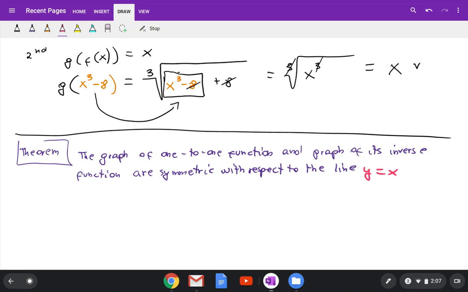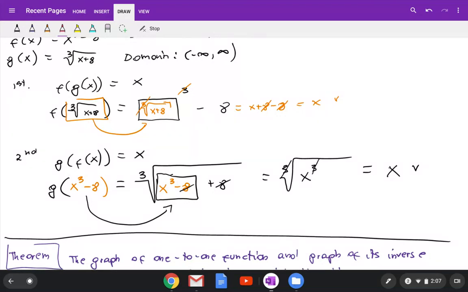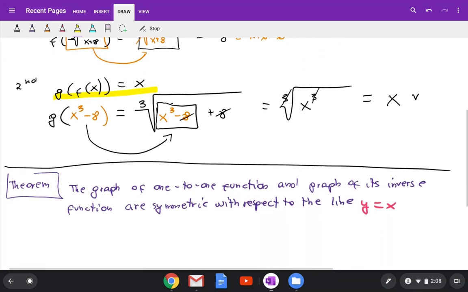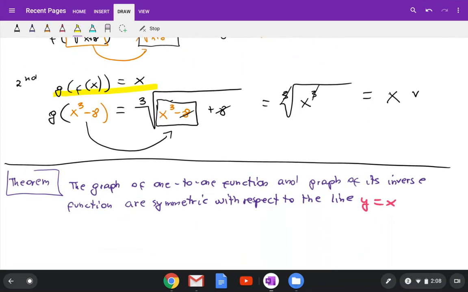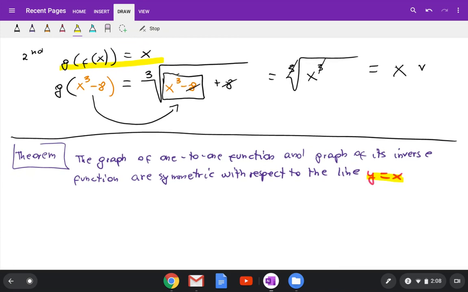So, a very important theorem, but again, I want to go back here. When we were proving that functions are inverses of each other, and of course they both are one-to-one, we were showing that the composition of both of them will give you x. So why do they have to be equal to x? Because if functions are one-to-one, the original function and its inverse are always going to be symmetric with respect to the line y equal x. Y equal x, we also call that the identity function. This is very important.